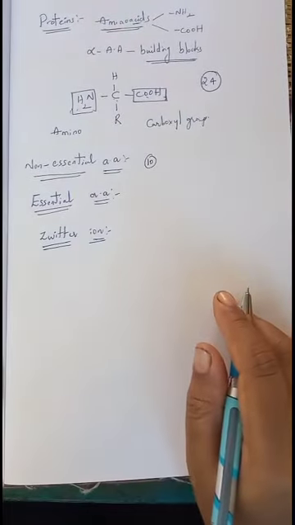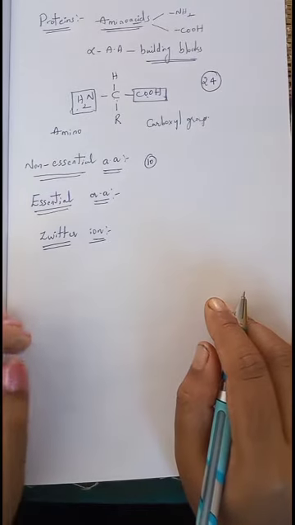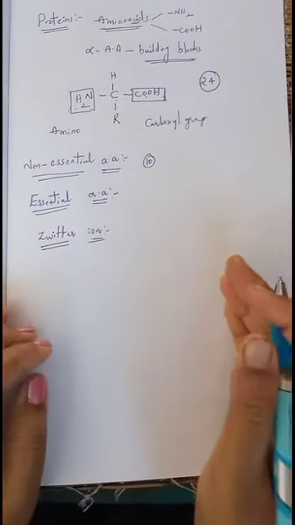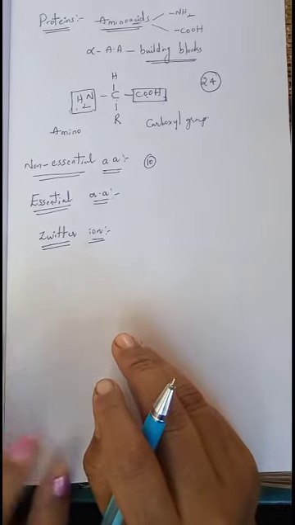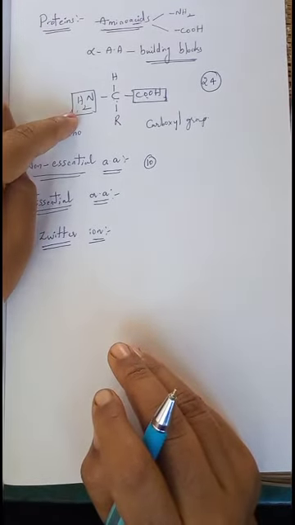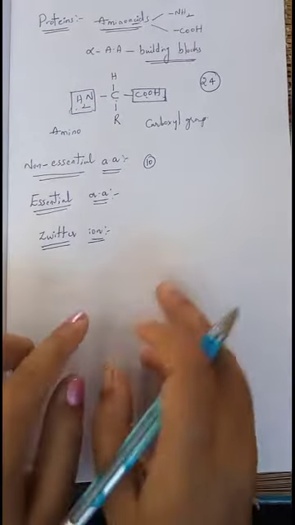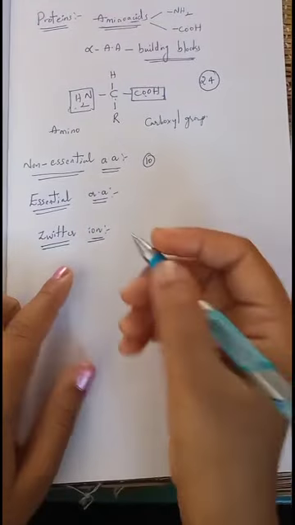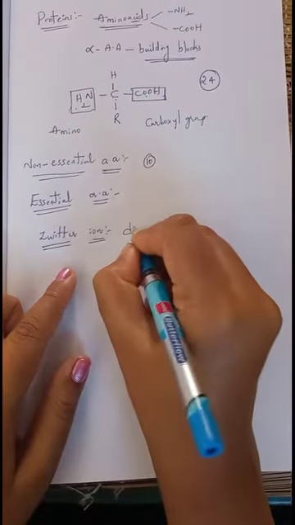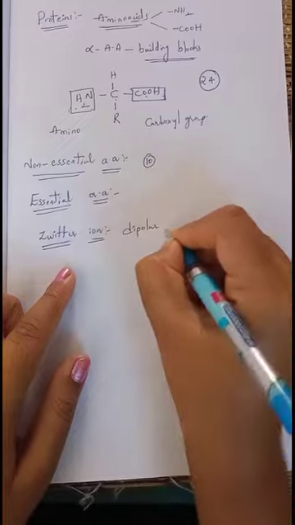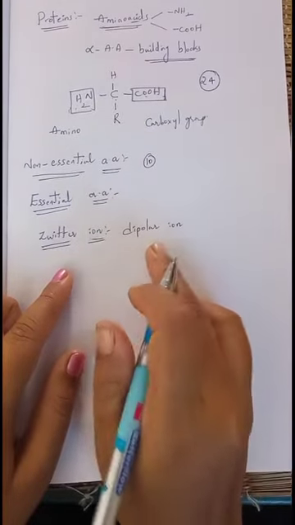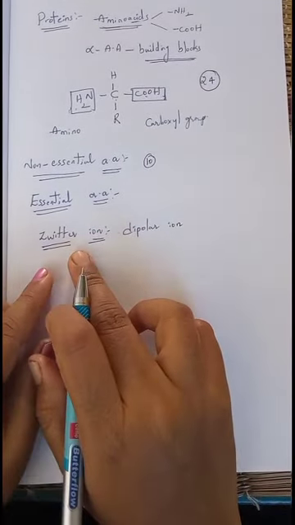Zwitter ion is nothing but the dipolar ion structure, commonly known as Zwitter ion. At certain pH, the amino acids can exist as a dipolar ion. Such a dipolar ion of an amino acid is called Zwitter ion.